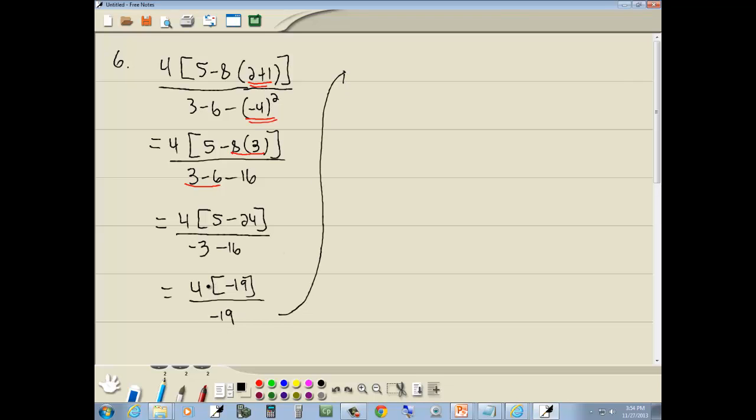Now, I guess I kind of lied to you a little bit. I said to do the top part completely, do the bottom part completely. But yeah, that is what you're supposed to do. But notice, here's negative 19, here's negative 19. Those are going to cancel. So you can cancel that and cancel that. And then that'll give you 4. Now let me double check all that. 3, okay, 24, 5 minus 24 is negative 19. Okay, 16, that's negative 3 minus 16. That's negative 19, yeah? Okay, that's our answer.